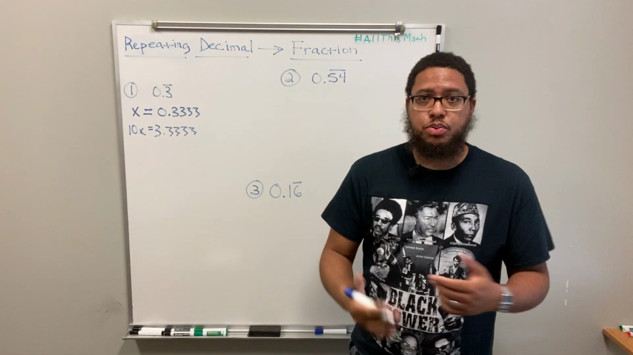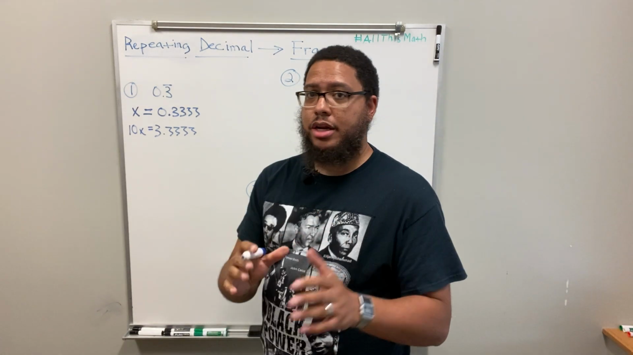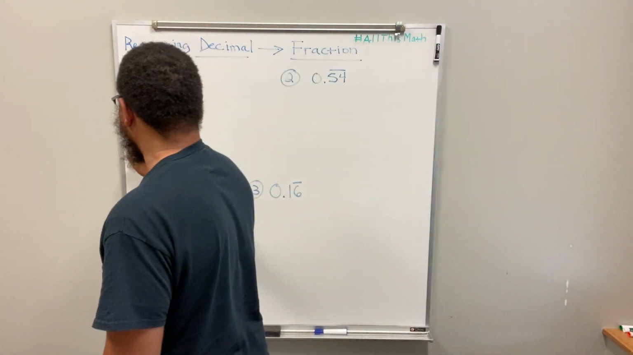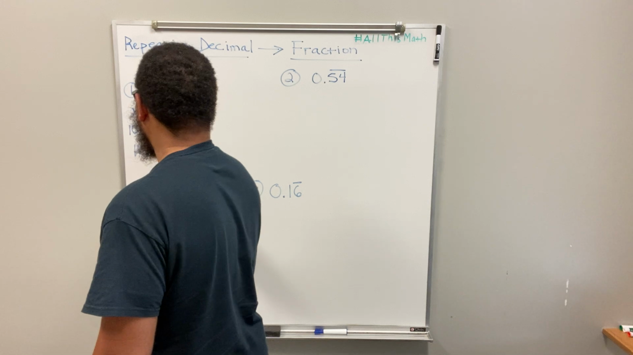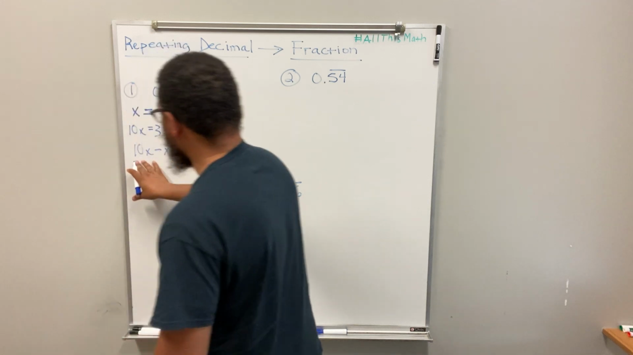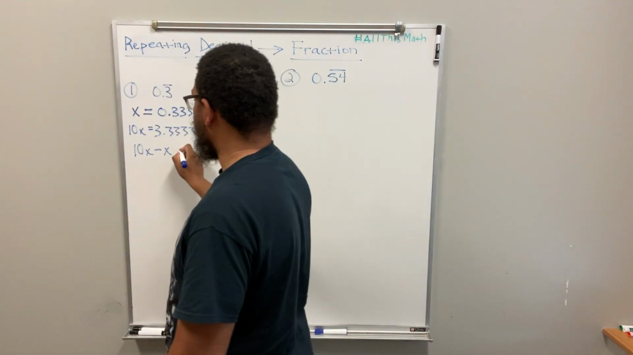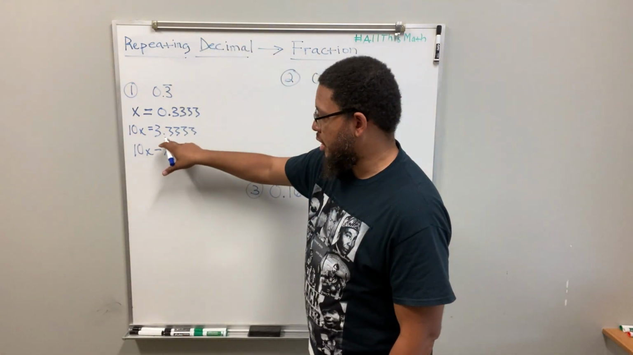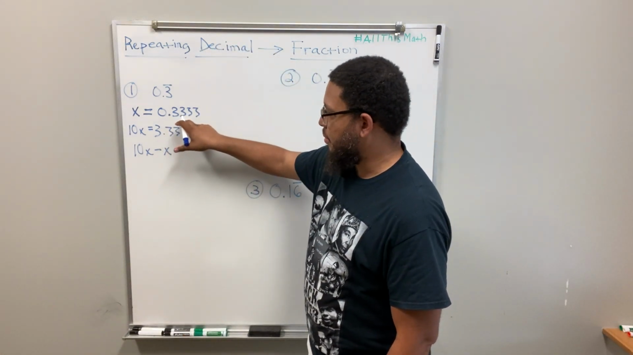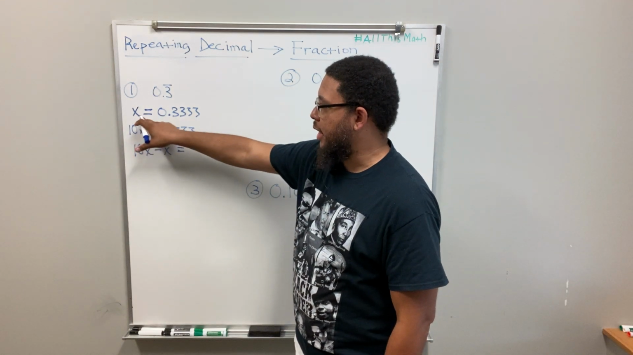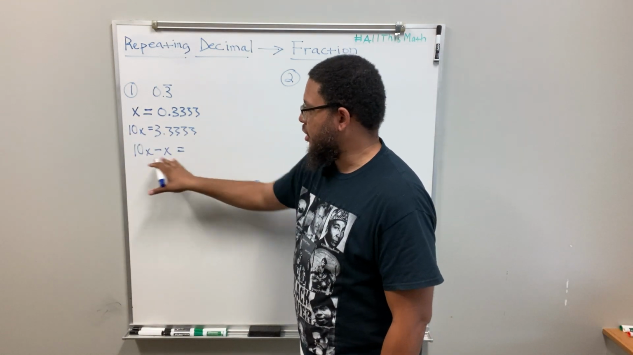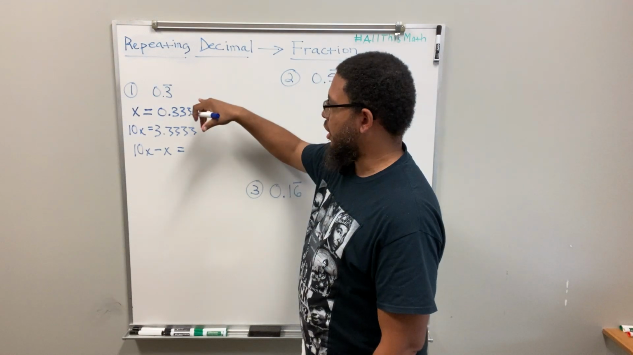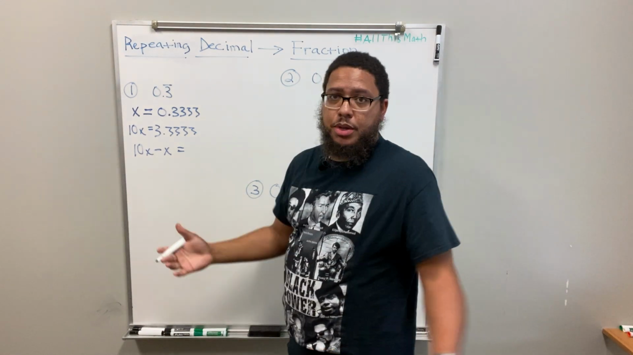Now, this is where the magic happens. You create an equation: 10x minus x. You start with that expression, and then we ask what that equals. 10x minus x is equal to this number minus this number, because that's 10x and that's x. So this is equal to this, take away this. Then we're going to solve for x.